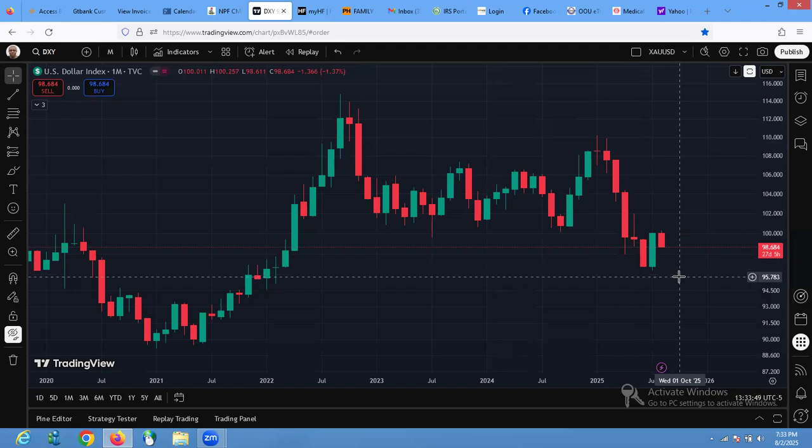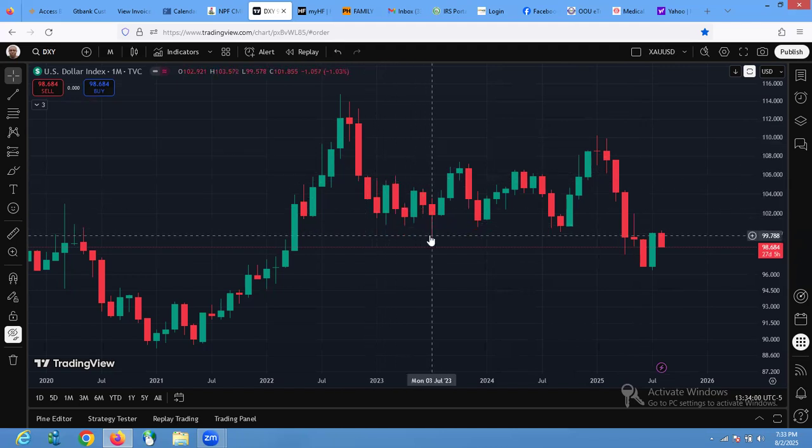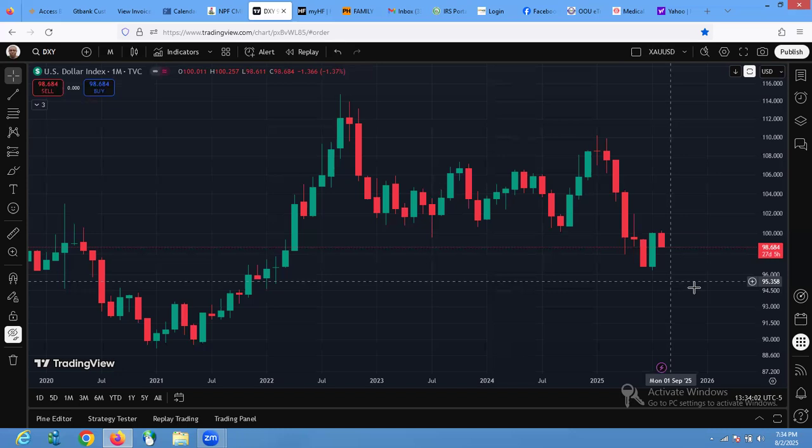So what could happen? Because that is not completed, we are building something similar here to end this in an ending structure, to break down one more time before at least we correct to the upside, or we continue impulsively to the upside to break the top.